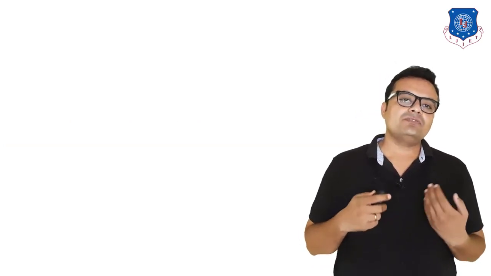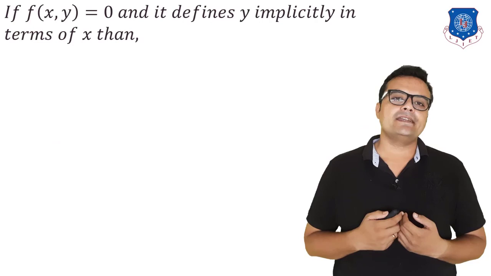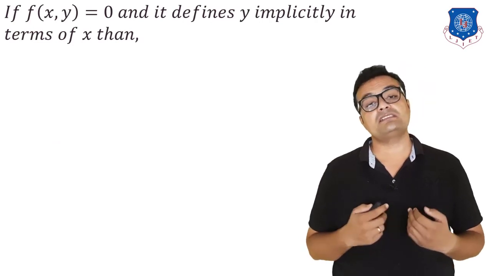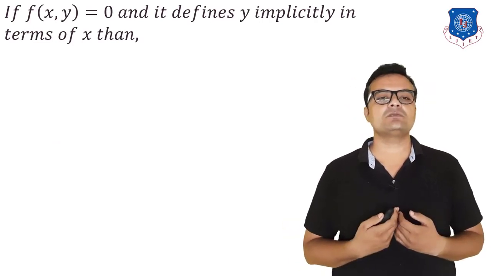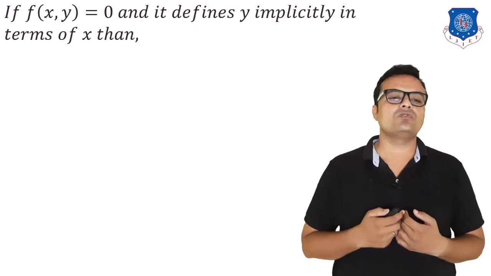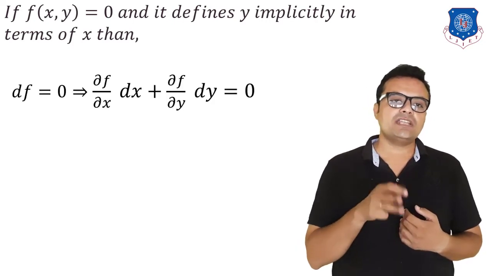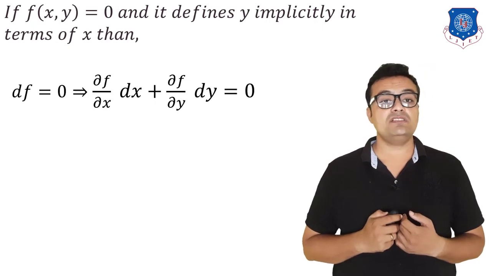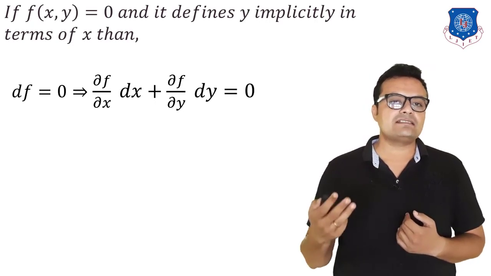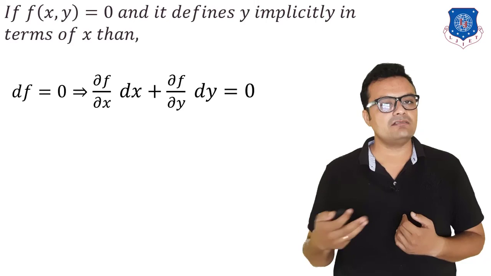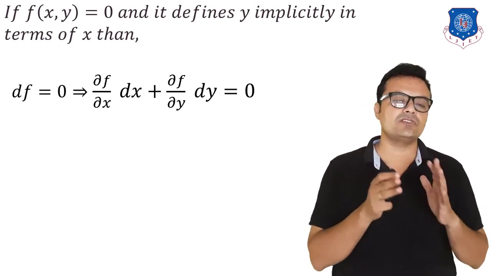Now if f of x, y is equal to z and it is defining y implicitly in terms of x, then we can go for the implicit differentiation. So here I am taking df equal to 0, which means that del f by del x is dx plus del f by del y into dy. This is how we are defining total derivative.